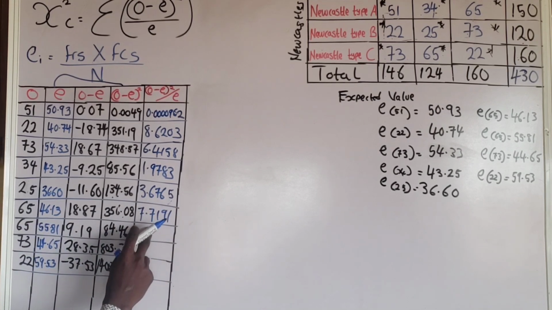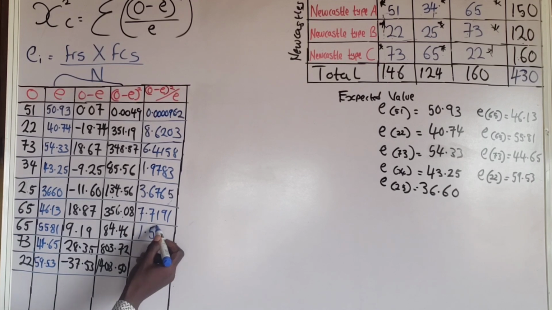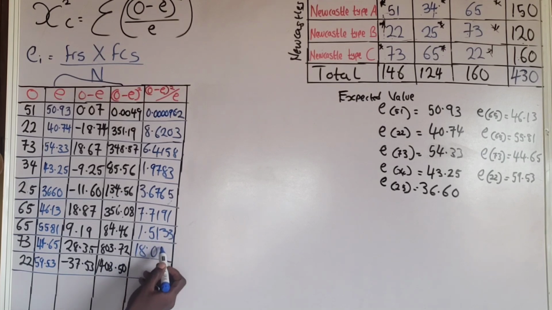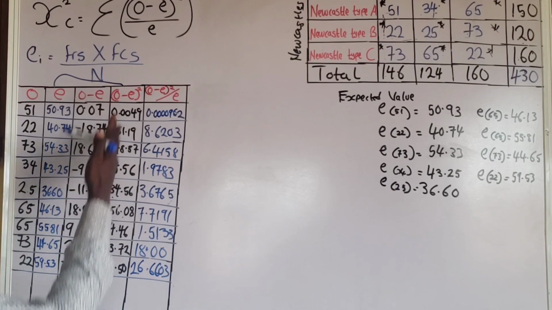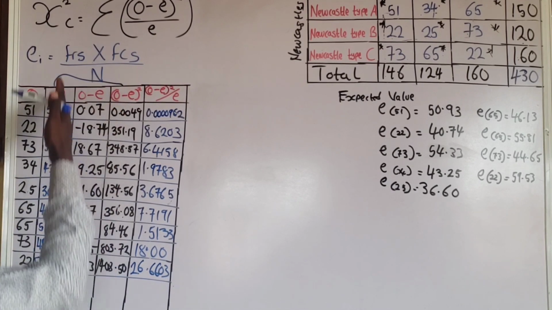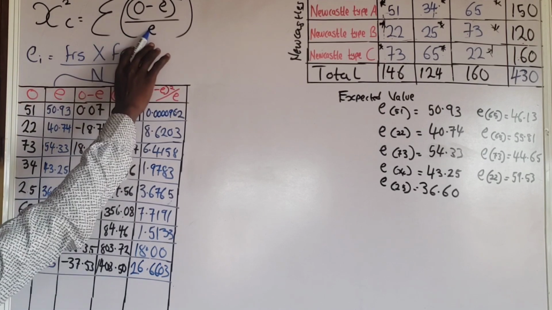And for this, we're going to have 1.5133. This one will be 18.00. And for this, we're going to have 226.6603. You see, what I did is that I divided all these values by these values, according to the formula that we have here.